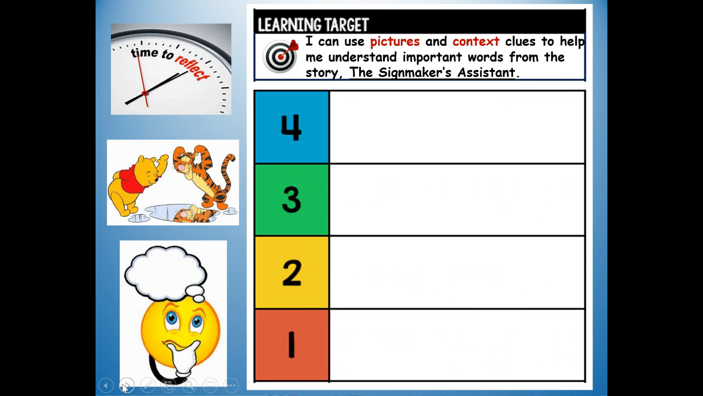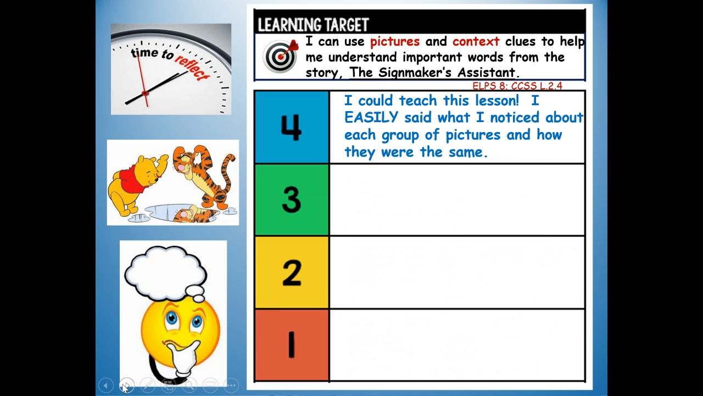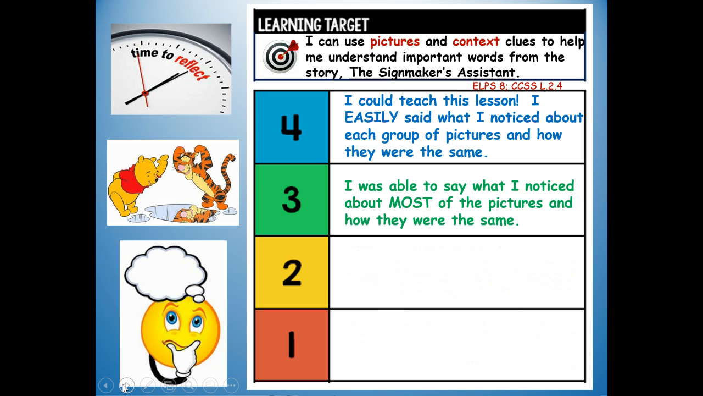So at the top of your paper, I want you to reflect on the learning target. I can use pictures and context clues to help me understand important words from the story, The Signmaker's Assistant. How do you think you did? Would you give yourself a 4? I could teach this lesson. I easily said what I noticed about each group of pictures and how they were the same. Or would you give yourself a 3? I was able to say what I noticed about most of the pictures and how they were the same.